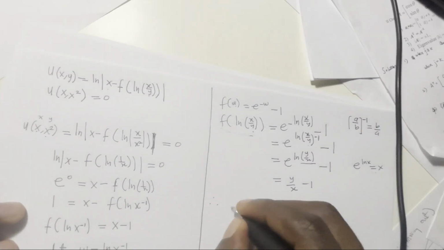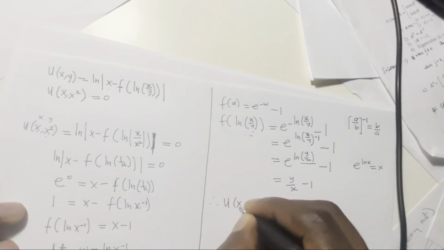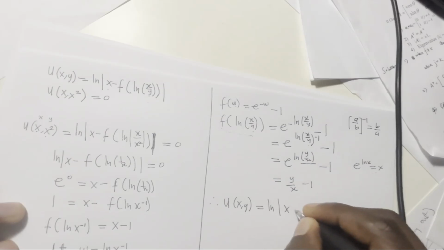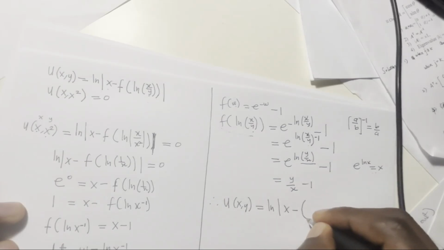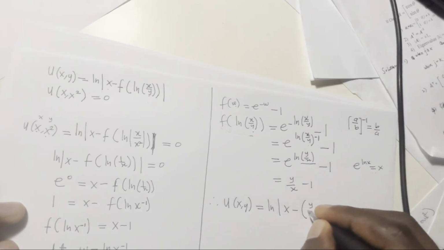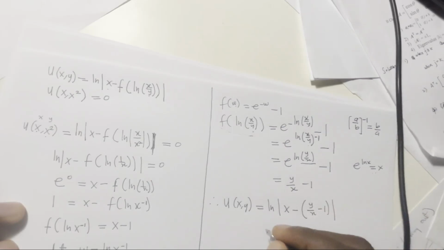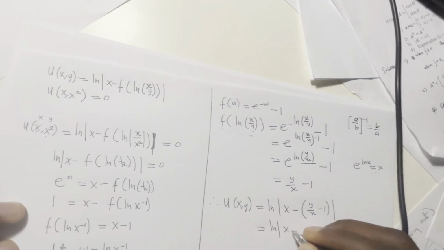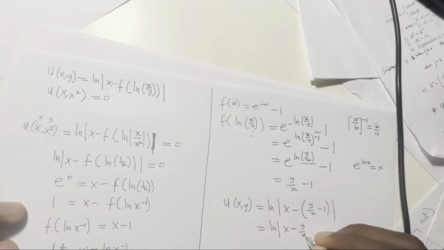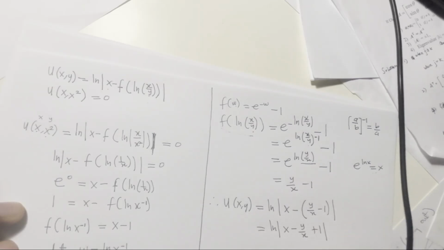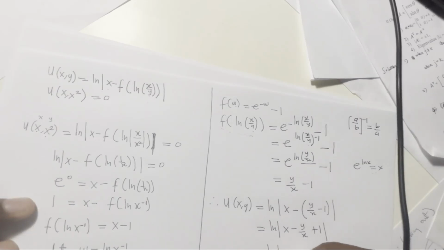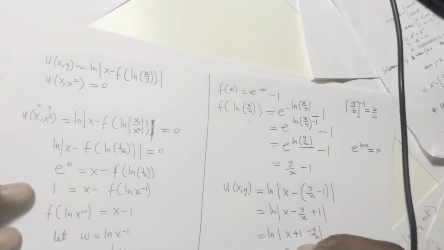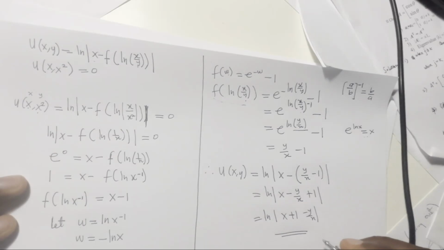So therefore, our particular solution is u of x, y is equal to the natural log of x, and then minus a double term, so we bring y over x minus 1, and then that gives us natural log of x minus y over x plus 1. So we can rewrite it as plus x plus 1 minus, and that becomes the particular solution.